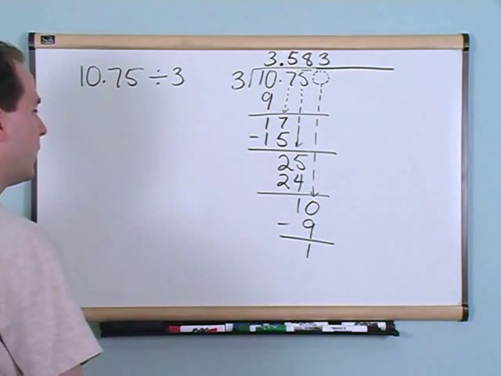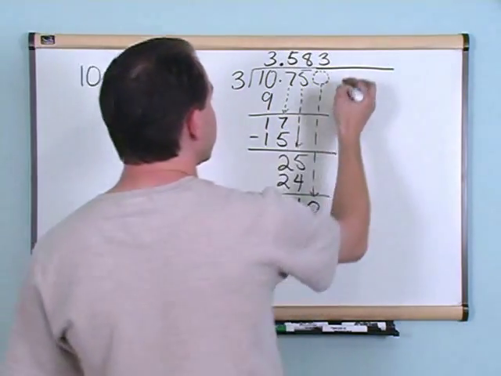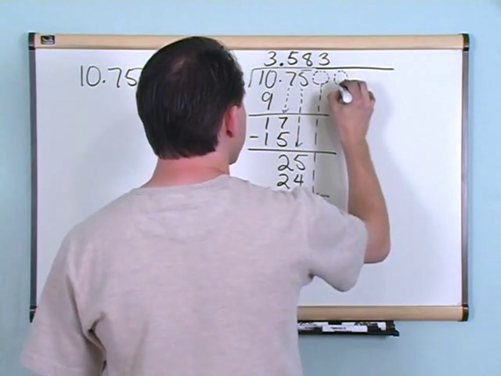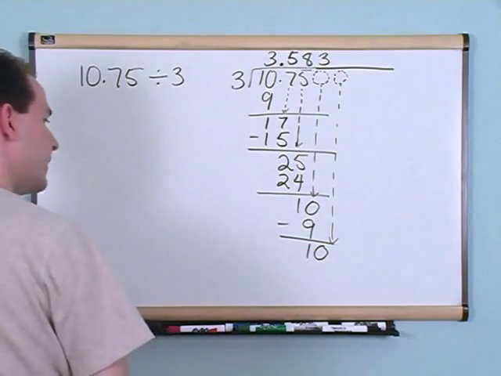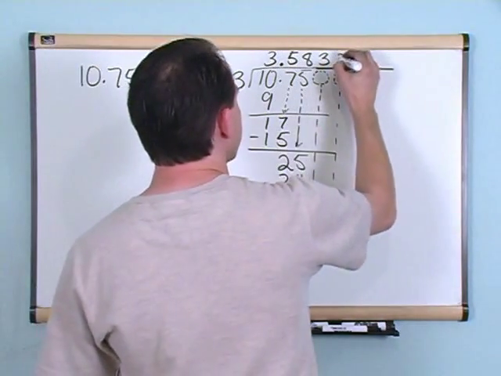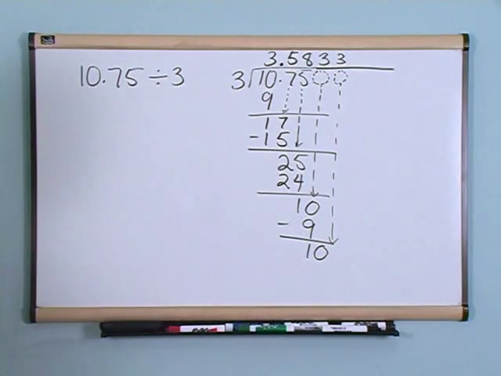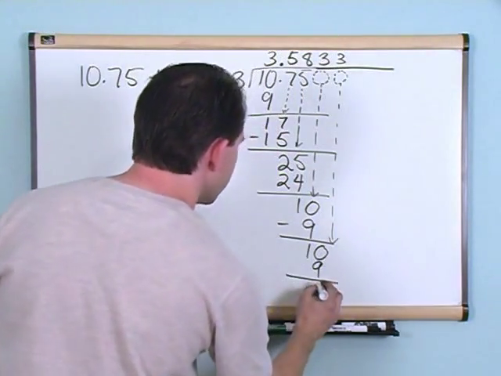Well, can 3 go into 1? No, it can't. Well, I can add another 0 if I want. I drag it down and make a 0, and I have 10 again. How many times can 3 go into 10? Well, it can only go 3. And so 3 times 3 gives me 9. 10 minus 9 gives me 1.